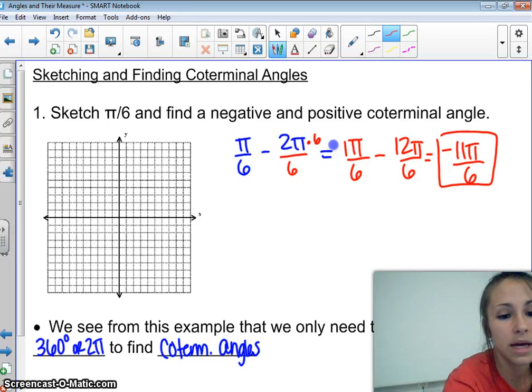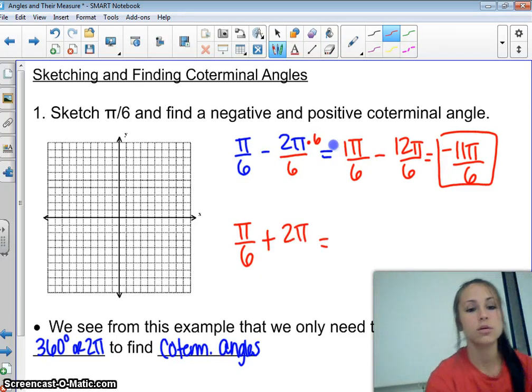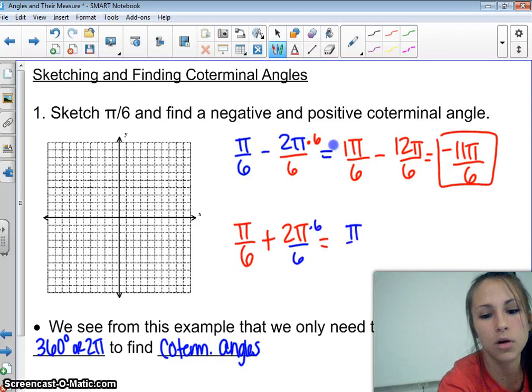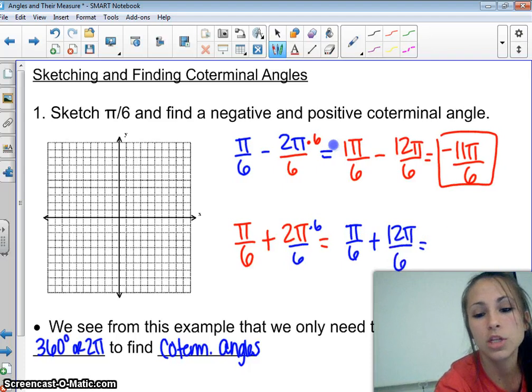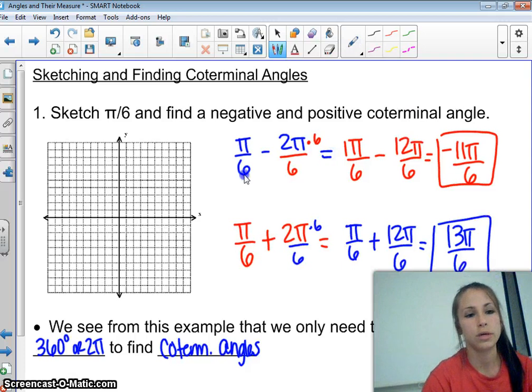Now, I'm going to take pi over 6, and this time I'm going to add 2 pi. And so if I go through, get my common denominator, I'm going to put 6 in the bottom, 6 in the top. That's going to be pi over 6 plus 12 pi over 6. And so my positive coterminal angle would be 13 pi over 6. So there's our coterminal angles.